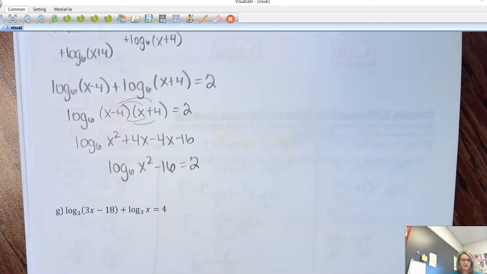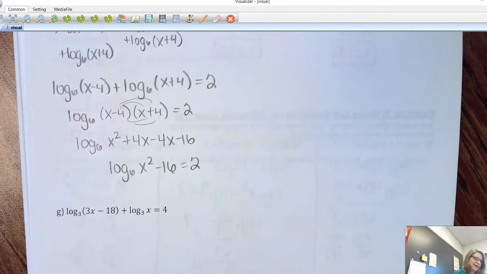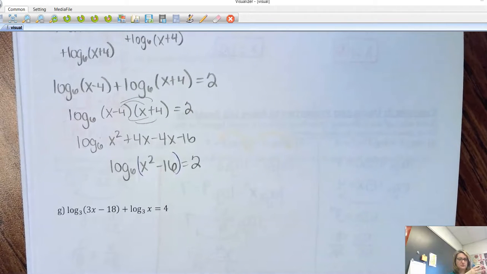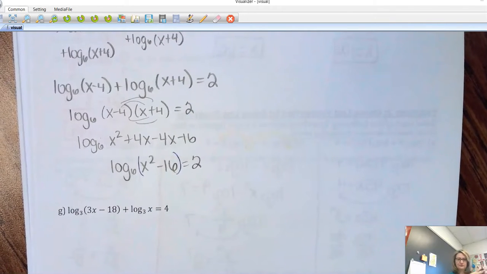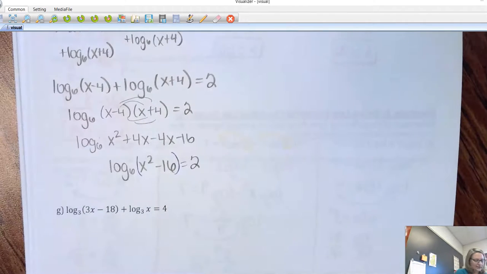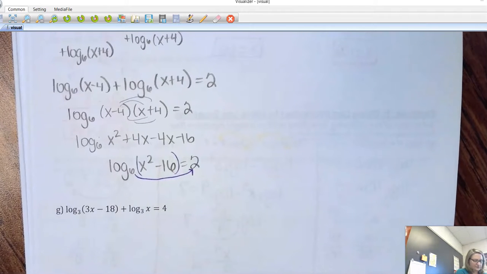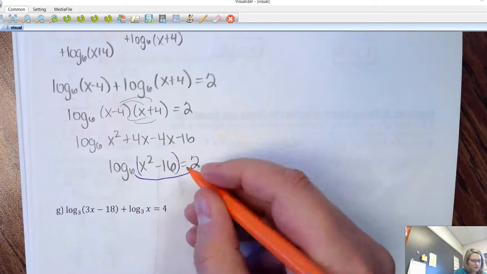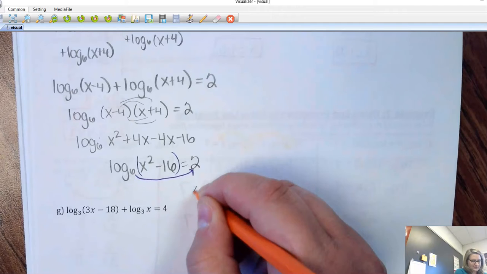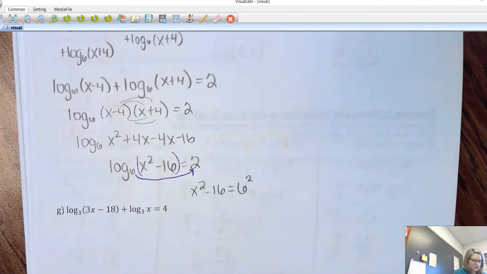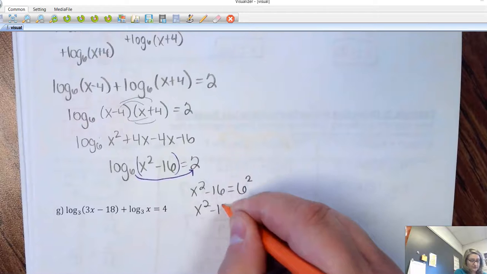Once I'm there, now you don't need parentheses, but technically I'm taking the log of those two things multiplied together. So I don't want to add the 16 to the other side. I should have kept that in parentheses because I'm doing the log of these multiplied together. Here is where you want to get rid of the log by swinging that 6 to the other side, converting this to an exponential. You're going to get x squared minus 16 is 6 squared as an exponential. So we're going to end up with 36.